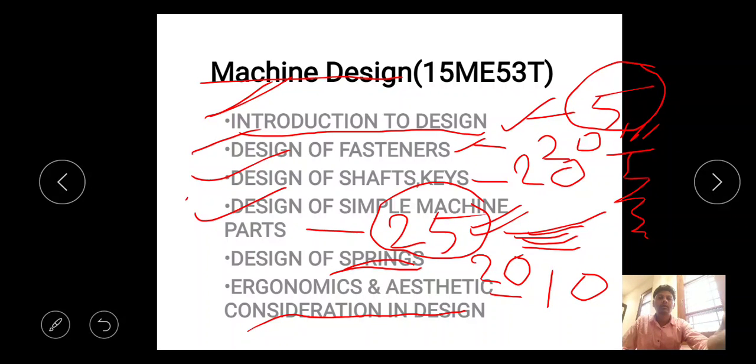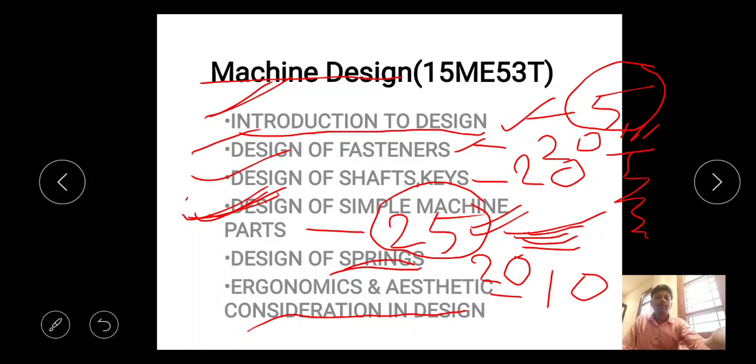You can directly score 25 out of 25 here by solving a problem. If you just understand the whole procedure, how to take the formulas and just substitute, you can easily solve these problems and you can score 25 here.